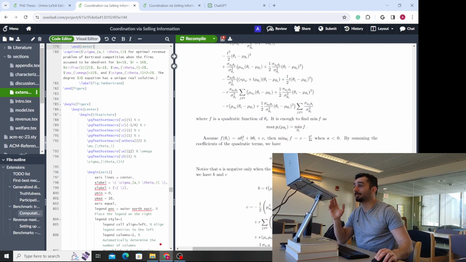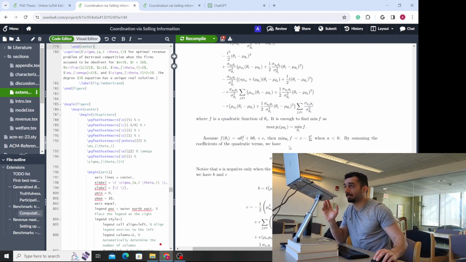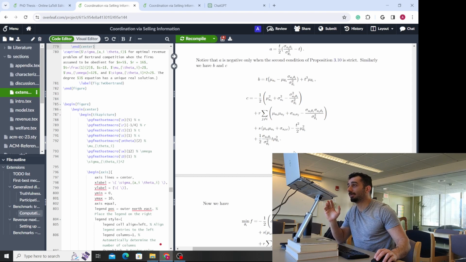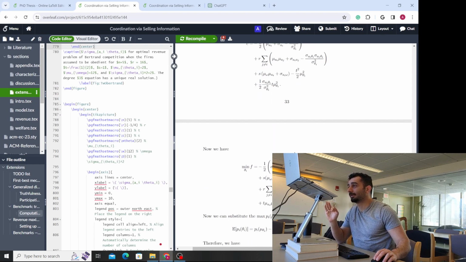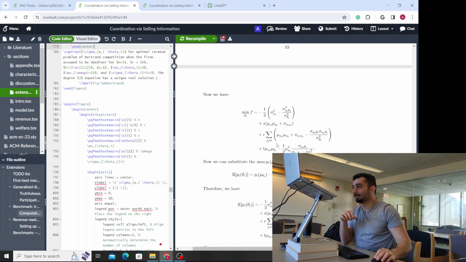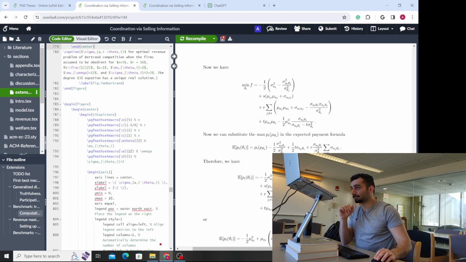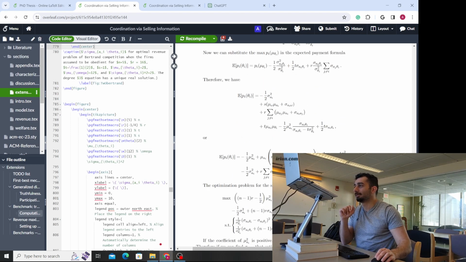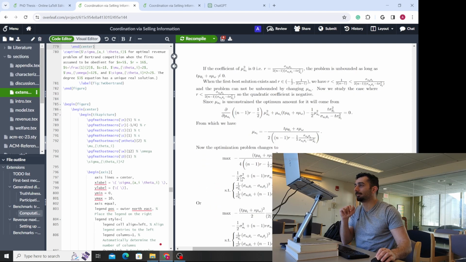Then these are pure scratch paper stuff, so we don't even need them. We will comment them out with if false for sure. And now we have this. This will be the expected payment. I like to keep that here, and then we will say that it is this, and this is our optimal problem.